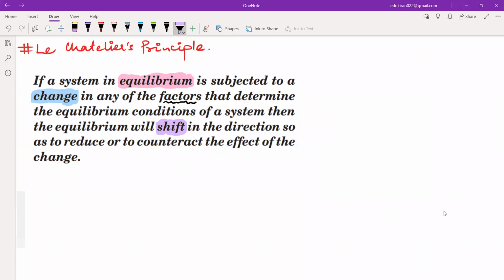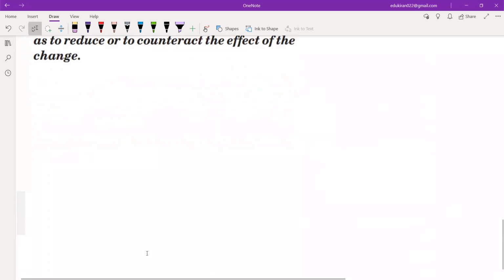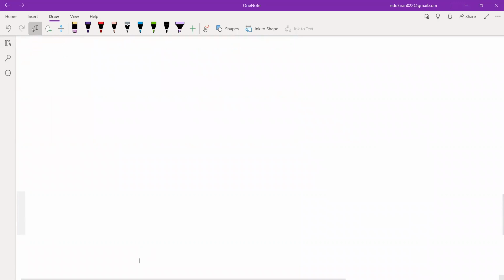So you start with the equilibrium, then there is a change done by human, and then that change is minimized by the system that is in equilibrium. The system can only minimize by either going forward or going in the backward direction. Okay. So we'll first start by writing what will happen if we change the concentration. So factors that affect the equilibrium constant. Number 1 is the concentration.